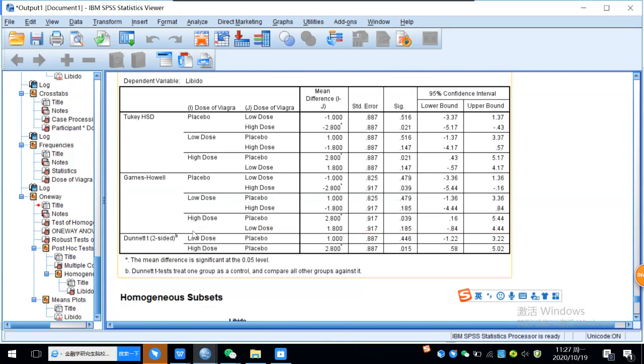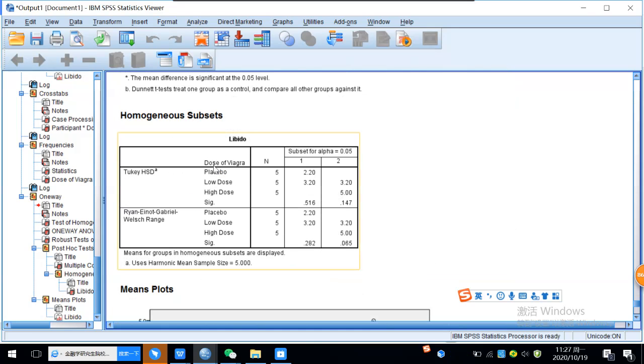Also, the donut, two-sided: low dose and placebo, no significant difference. High dose and placebo, significant difference, less than 0.05. Right? Understand? Yeah.